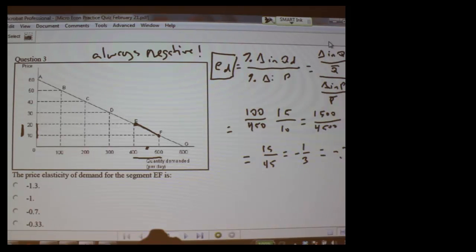Sorry, this is not a percent. This is just a number, negative 0.33. And so D is the right answer.